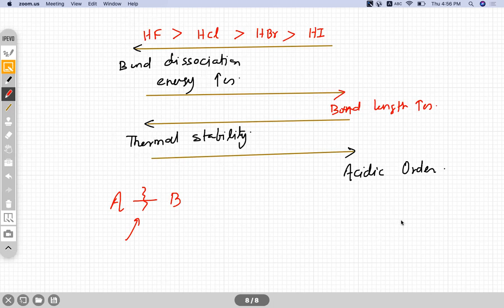right? And if you remember, I have discussed the acidic order in GOC, the first chapter that we did. It is because of the size of anion.